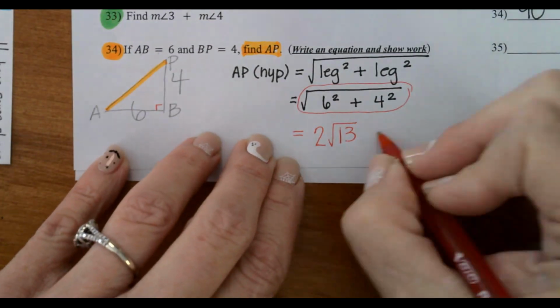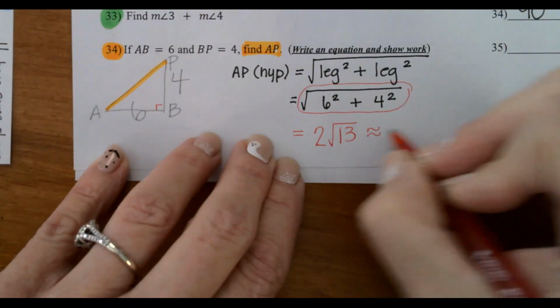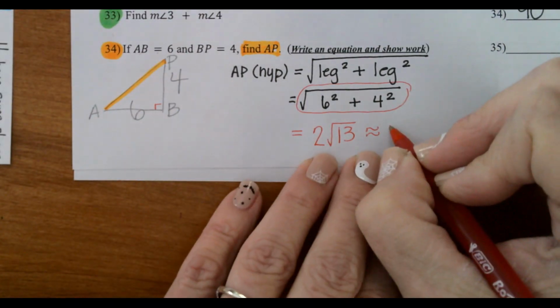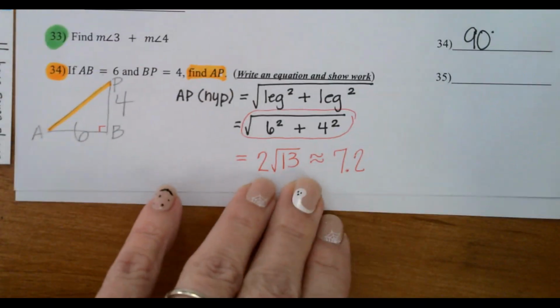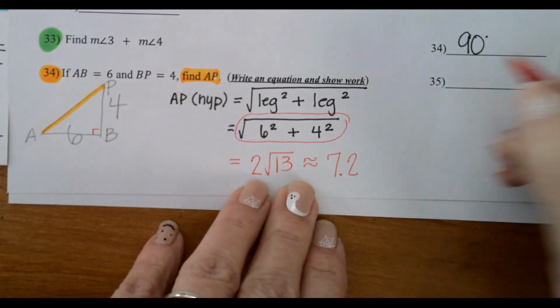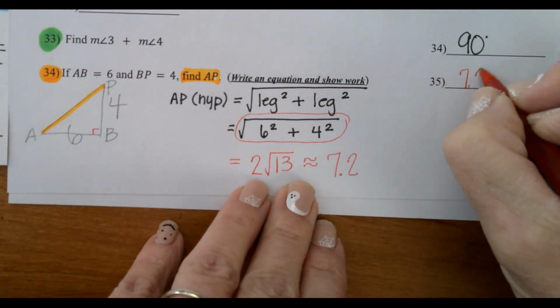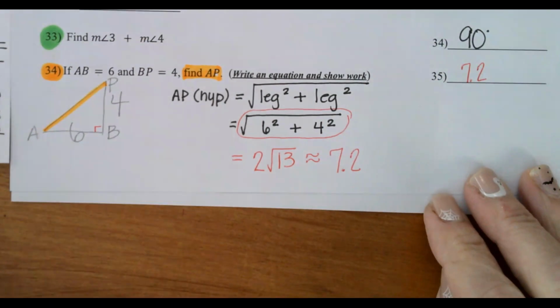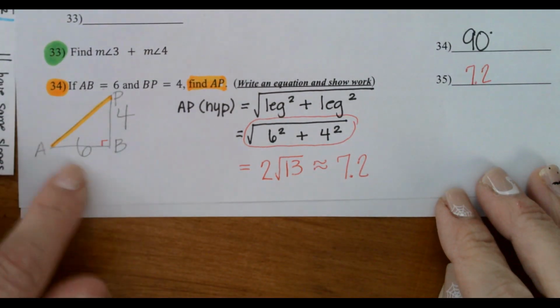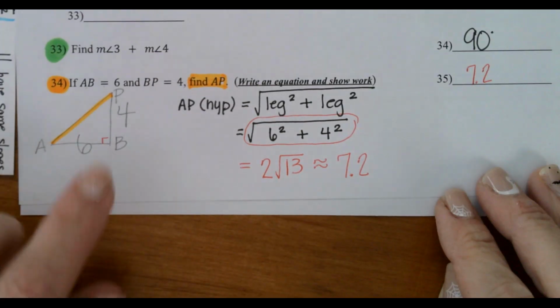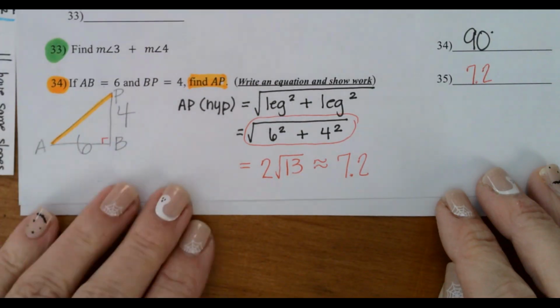Yeah? And then you can make your little wavy equal signs like the calculator is giving you, and then you can give me a decimal to 1 decimal place. Okay? I encourage you to draw the triangle so that you know which side of the triangle I'm asking you for.